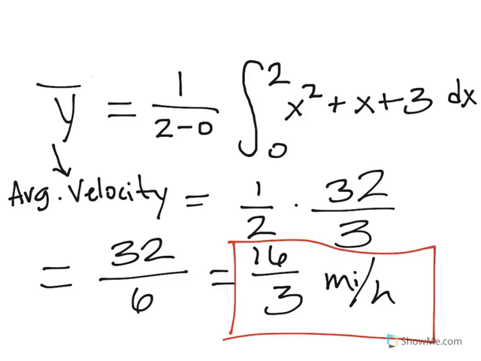So now let's go through some work. We can just plug those right into the equation we filled out. So y bar, or the average velocity, is equal to 1 over b minus a, or 2 minus 0, times the integral from a to b, or 0 to 2, of x squared plus x plus 3 with respect to x. So the average velocity is equal to 1/2, and then I went ahead and did that equation for you. The definite integral is 32 over 3. So 1/2 times 32 over 3, which equals 32 over 6, or 16/3 miles per hour.